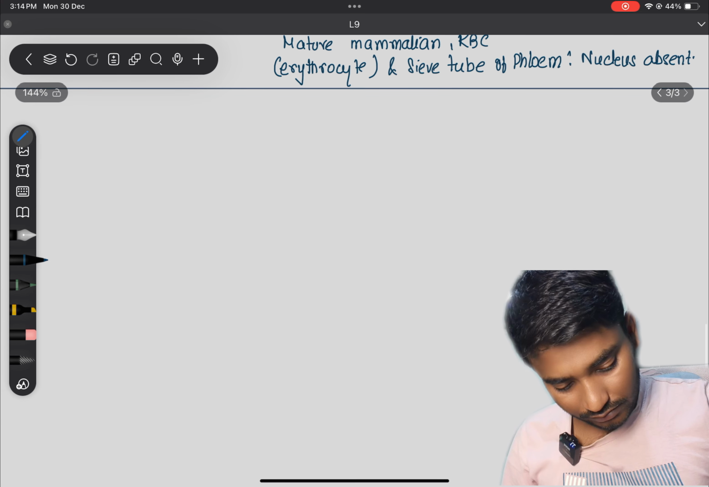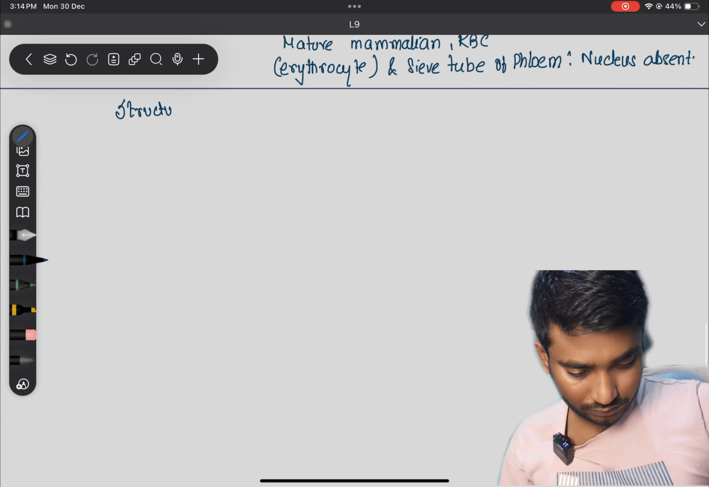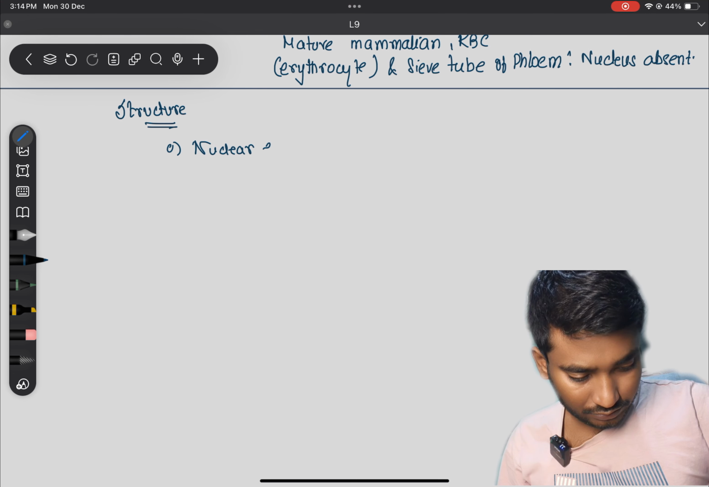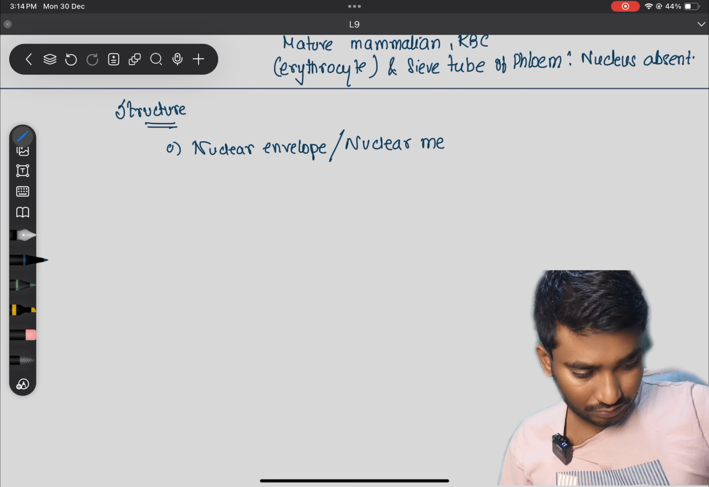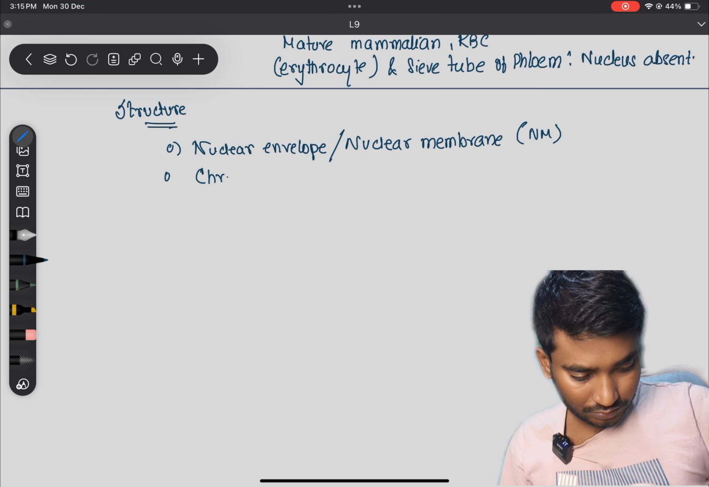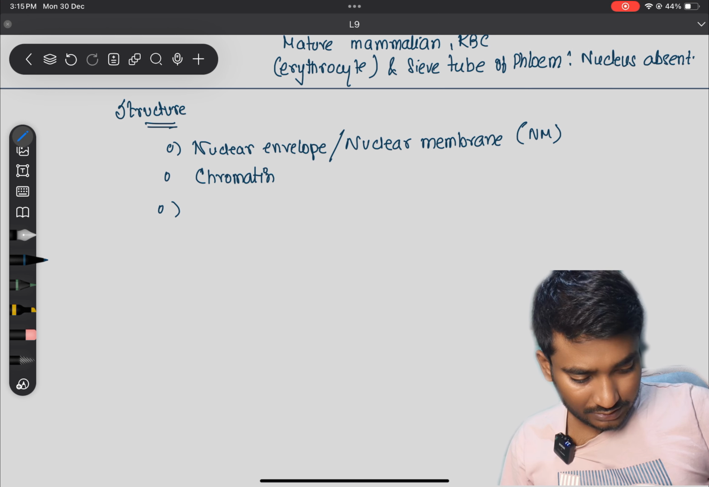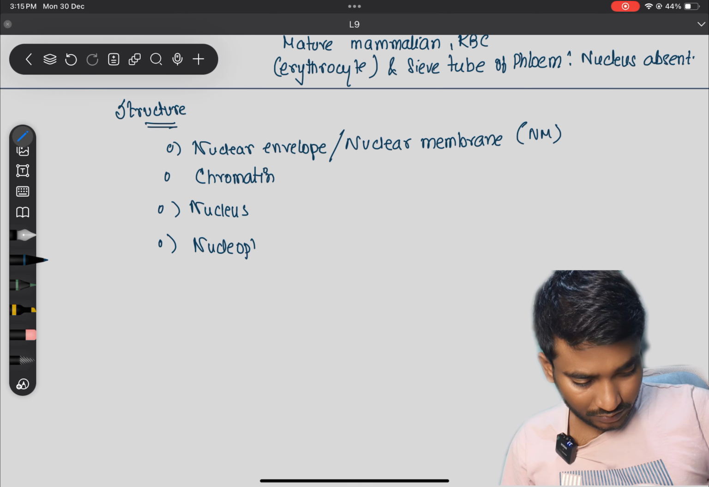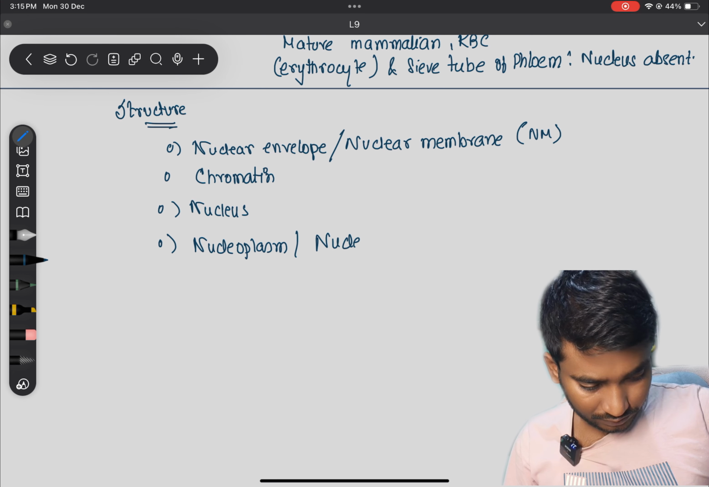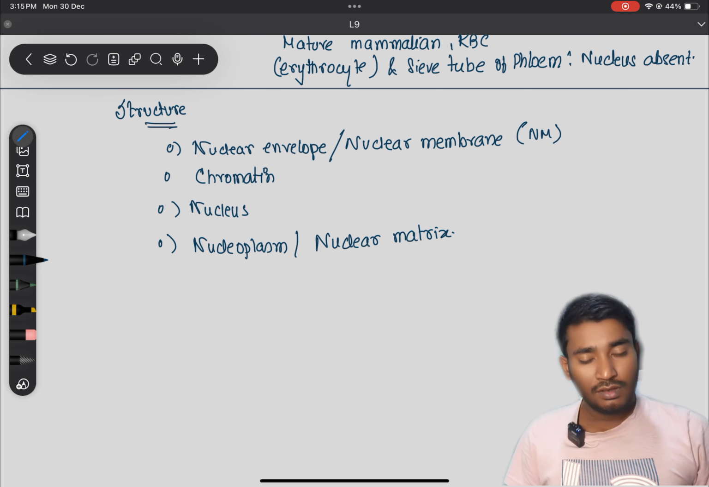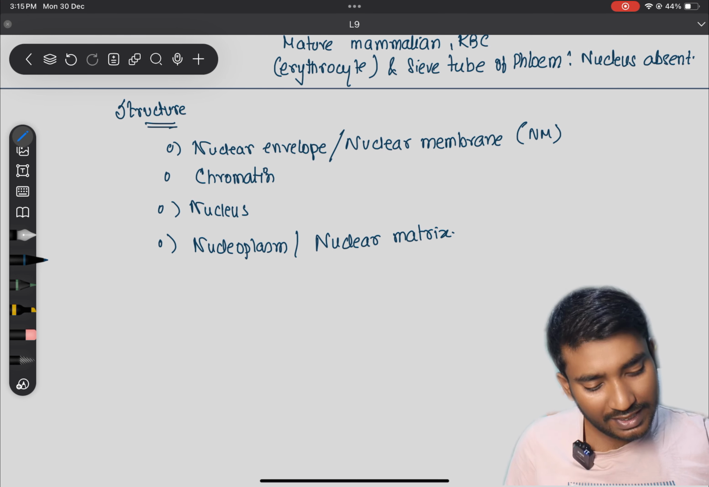Structure: nuclear envelope or nuclear membrane, NM; chromatin, nucleolus, and nucleoplasm or nuclear matrix. Now we come to the nuclear envelope.